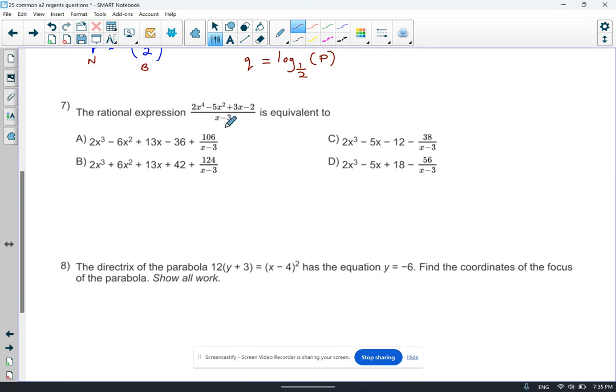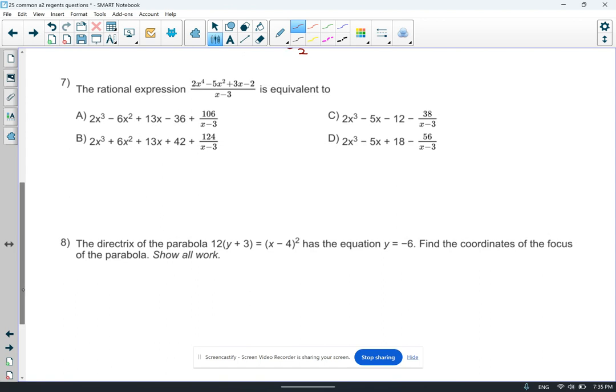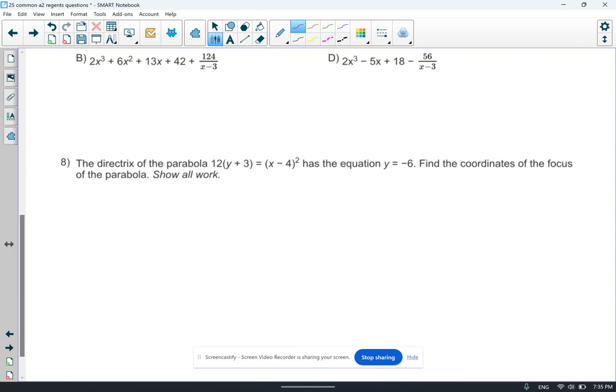Seven is our typical long division problem, so I'm going to skip it. Notice it's on every single Regents. Number 8, this has also become typical, but I'm going to redo it.